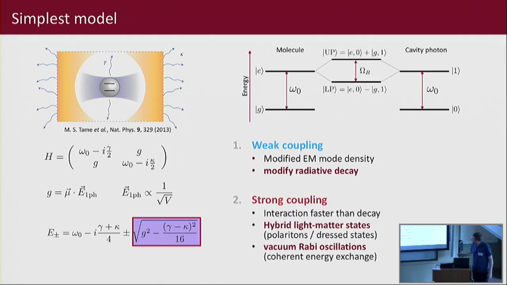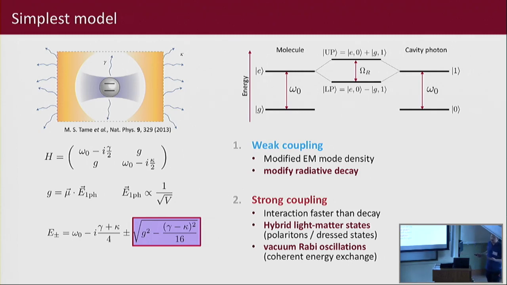But if the coupling becomes strong enough, I really get into the regime where this square root becomes positive. I get two new energies. I get a so-called vacuum Rabi splitting here, and the eigenstates of the system become superpositions of an excitation on the molecule and the photon in the cavity. So these are dressed states or polaritons, as we call them.